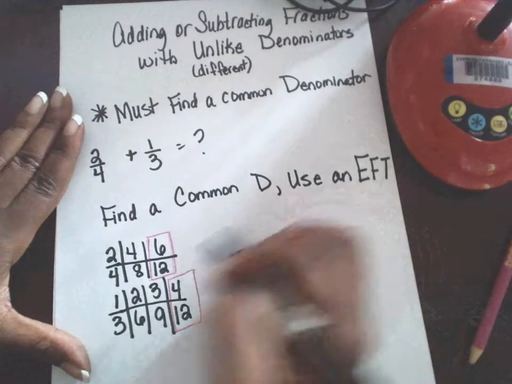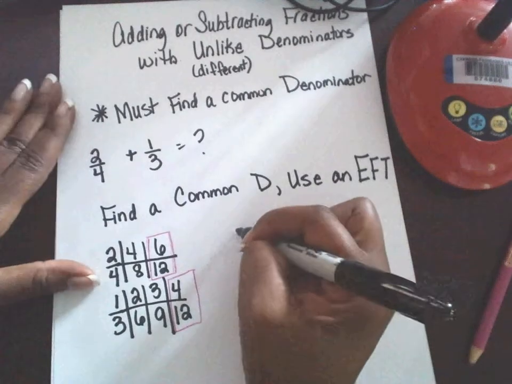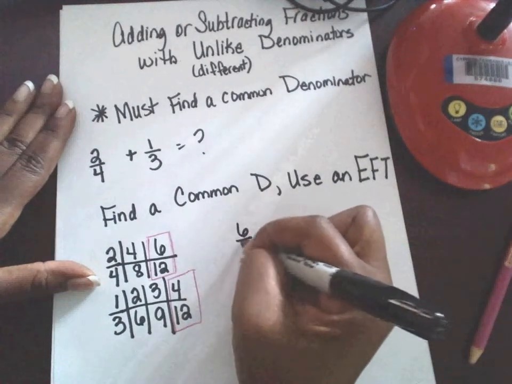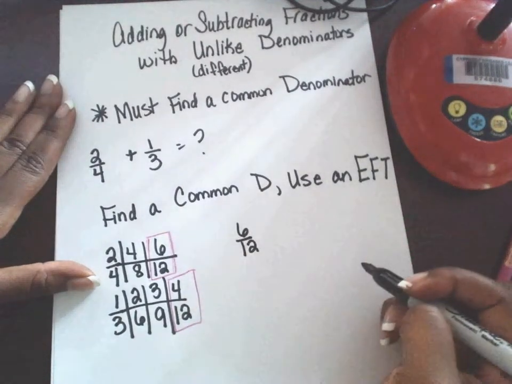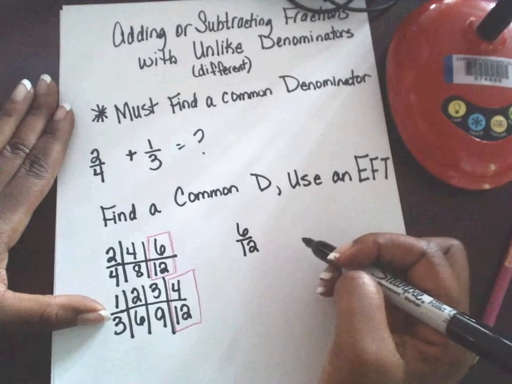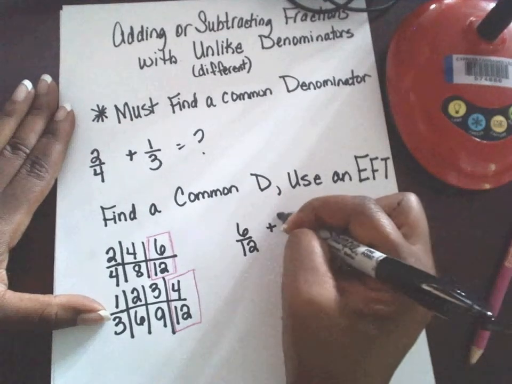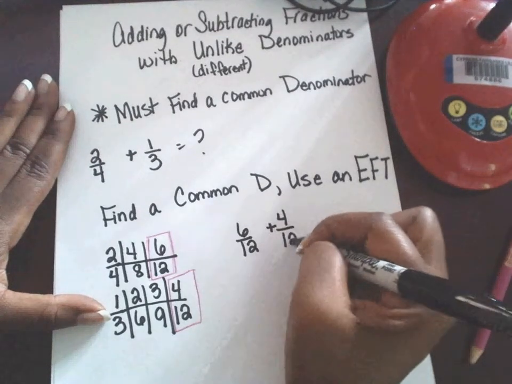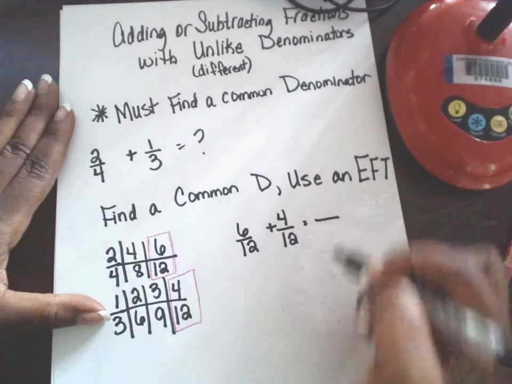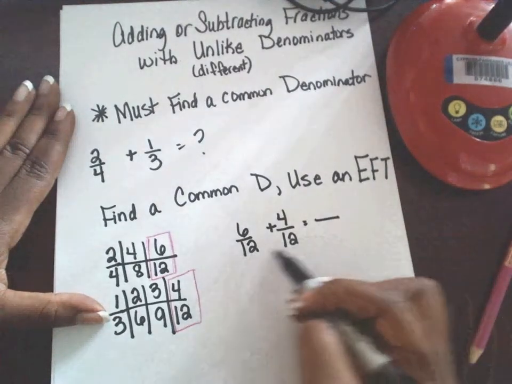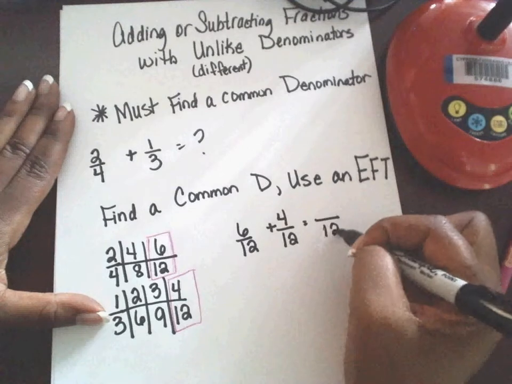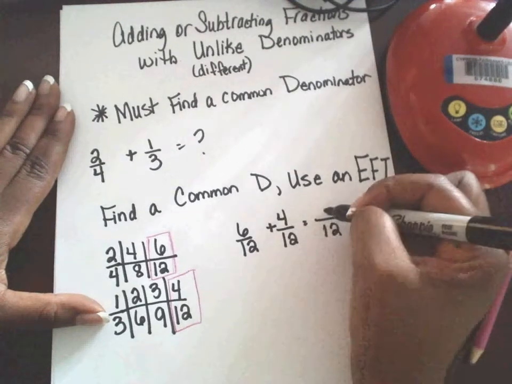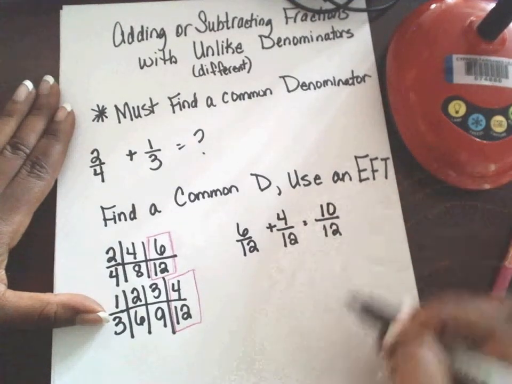So now we can add them. So my 2/4 will be 6/12. And my 1/3 will be 4/12. My denominator doesn't change. I take it across. And then 6 plus 4 is 10.